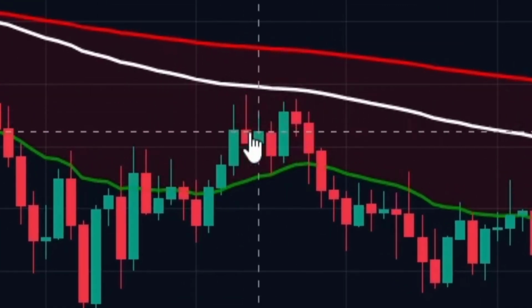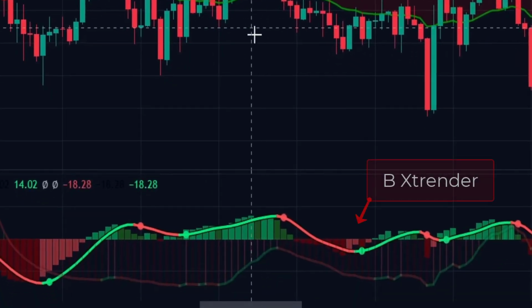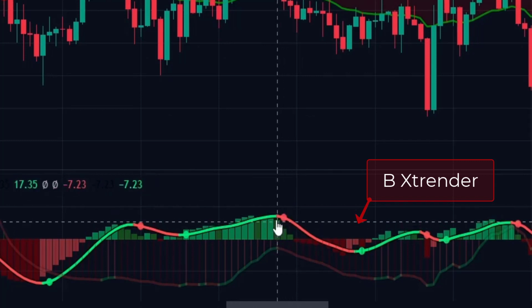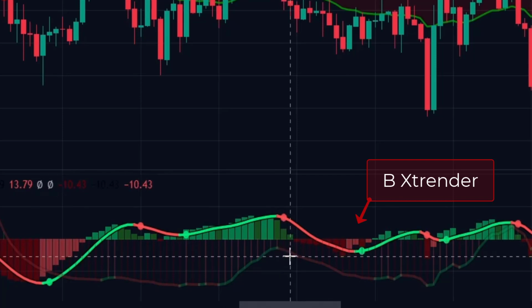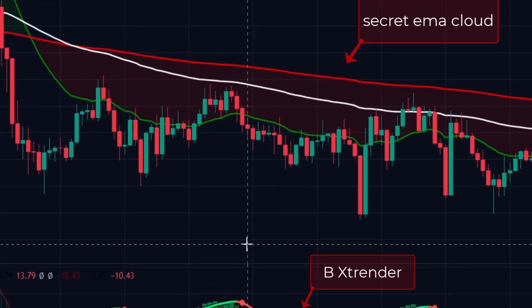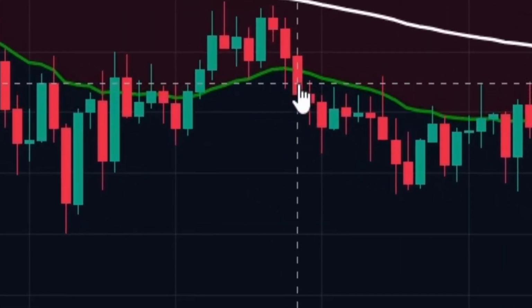Once the pullback has been created, the B extender indicator must issue a valid sell entry. For that, a red circle must appear on an indicator, and the secondary indicator line must be red, and it has to be positioned below the 0 level. And finally, at the time the indicator issues a valid sell entry, the price action must be closed below the 21 EMA. We'll enter this sell trade here and set our stop loss at the recent swing high.